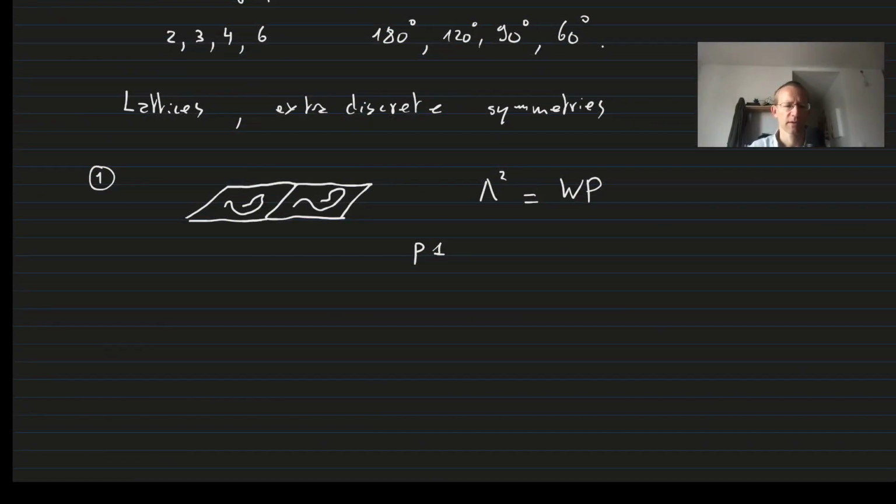The second example is where we have again this cell, but now we use the symmetry of this fundamental cell to add some symmetry to the pattern. So a symmetry is the point reflection with respect to this point, or a rotation of 180 degrees. So a rotation of order 2, and this pattern will be called, therefore, P2.